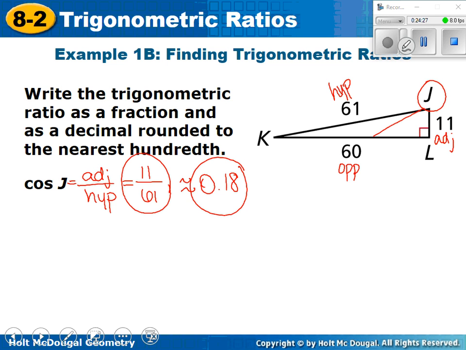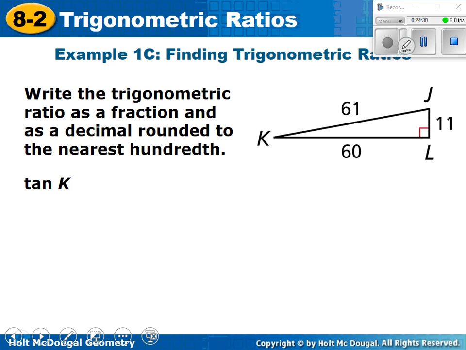Okay. One more. Be super careful on this next one. What does it ask you for? Tangent of K. So what did we just switch? We switched the angle. We're not looking at J anymore. Now we're looking at K. So that changes the way we label our triangle. One side never changes, though. What side never changes? Hypotenuse. But the opposite and the adjacent depend on what angle you're looking at.